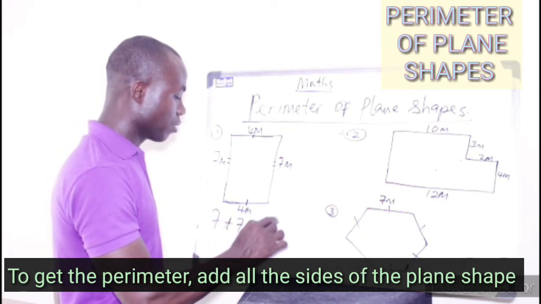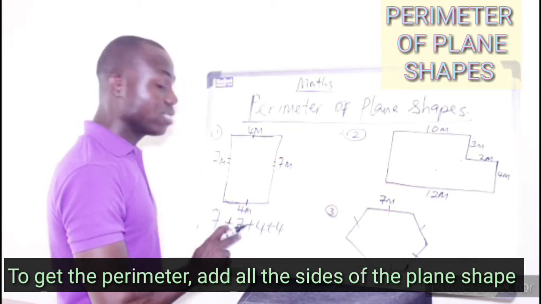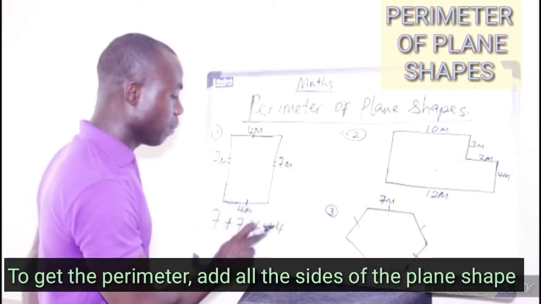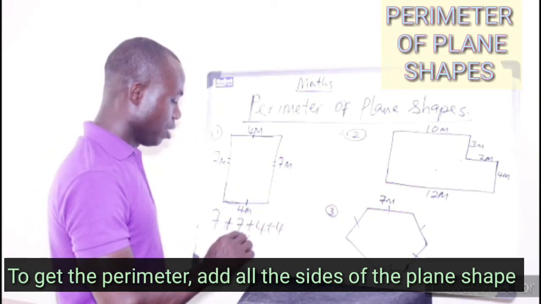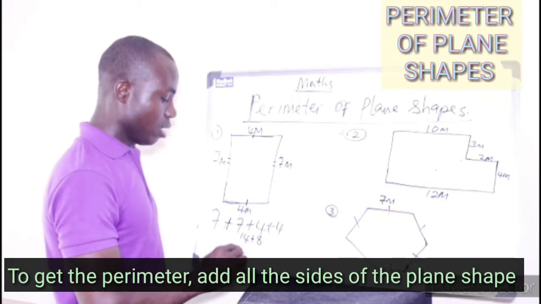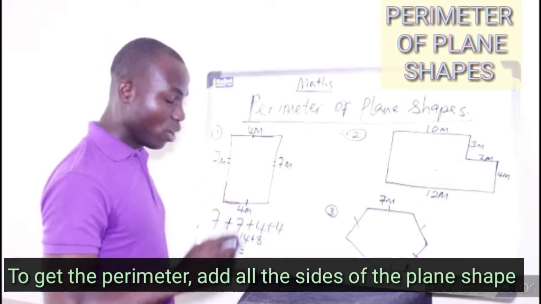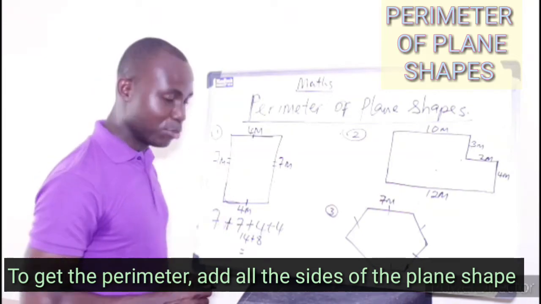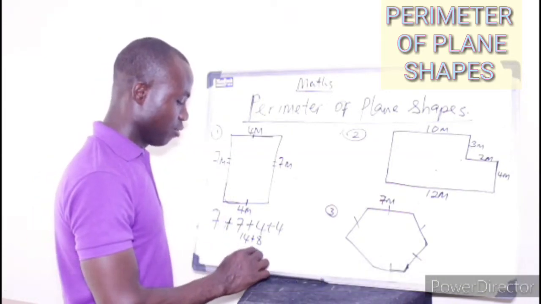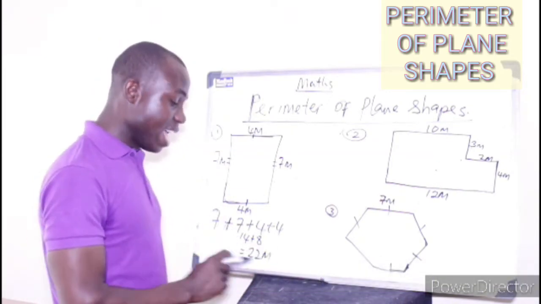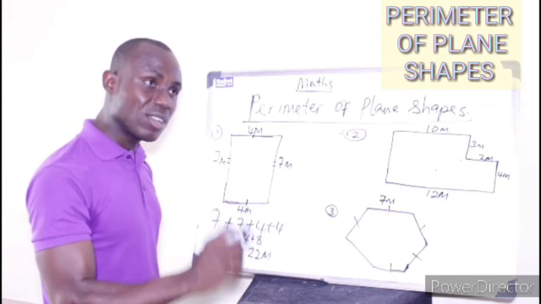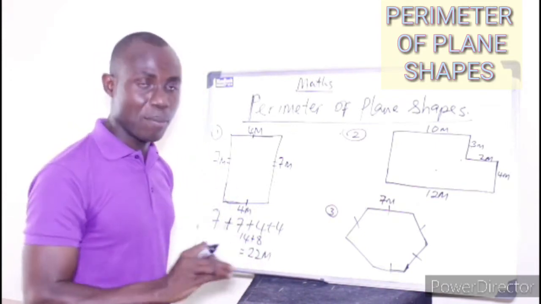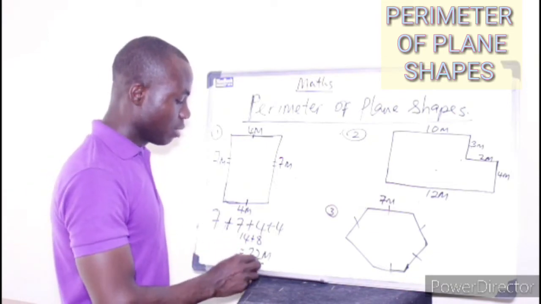plus 4 plus 4. 7 plus 7 is 14. 4 plus 4 is 8. So we have 14 plus 8. That will give us 22. So we have 22 meter. At the end, your unit must be there. If your unit is not there, your answer is wrong or incomplete. So always remember your unit.